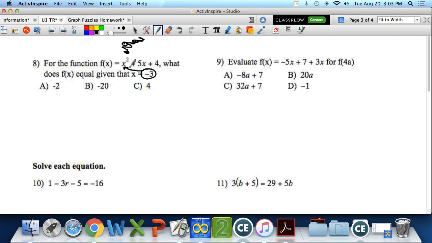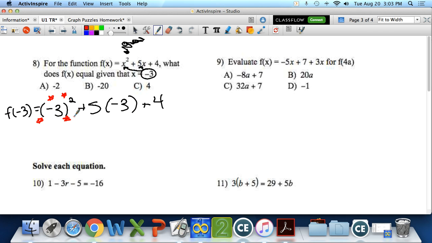But this time, it's crucial to note that we have 2 places to plug this in. Parenthesis -3 squared plus 5, parenthesis -3, close them off, plus 4. This is the same exact equation we just had at the start, except everywhere I had the variable x, I now have a -3 plugged in. And this is crucial right here, guys. Please, when you go to type this in, you need these parentheses. You really do. I showed some of you this today, okay?